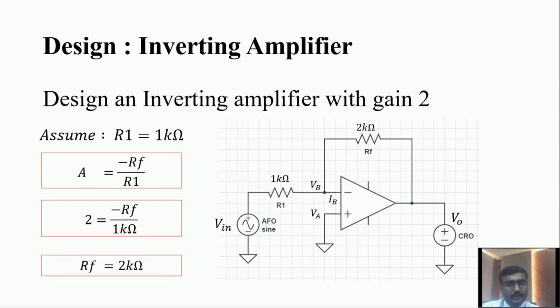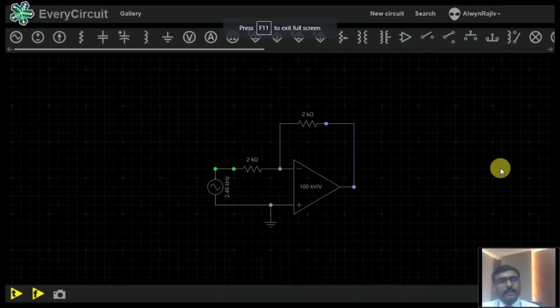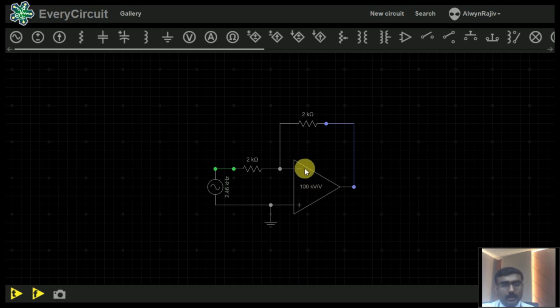Here we are going to substitute these values into our circuit. Here this is the input voltage, here a 1 kilo ohm resistor, and here a 2 kilo ohm resistor. Here we are going to monitor the output. By using the EveryCircuit simulator, I am going to demonstrate our output. Here this is the inverting amplifier. This is the operational amplifier.